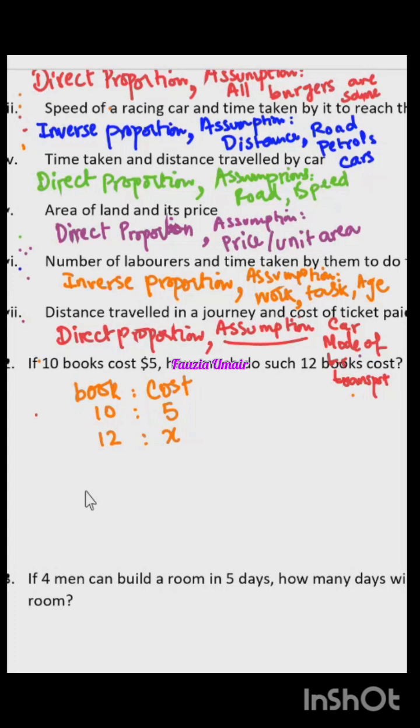Now tell me, what is the relation between number of books and cost? Is it direct proportion or inverse? Ji, Tawassal. Direct. Number of books and the cost form a direct proportion. So both arrows will go in one direction because it is direct proportion.